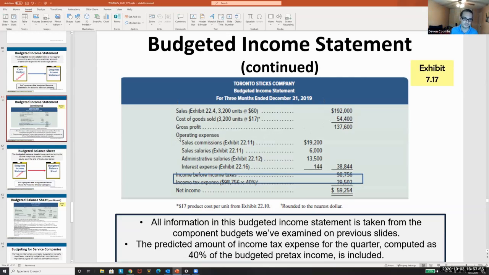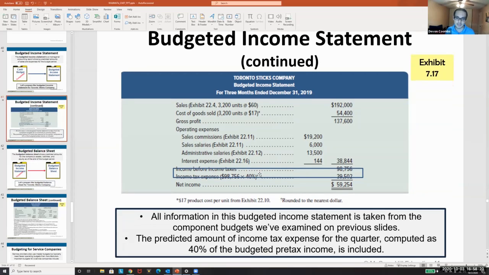54,400. And we have operating expenses. We just go back to our previous budgets. Interest expense we got from our cash budget. Administrative we got from our SG&A, our general administrative budget. Sales we got from our sales budget. Cost of goods sold we got from our cost of goods sold budget, the 17 times the 32,000 units. And then we have our income before income taxes.